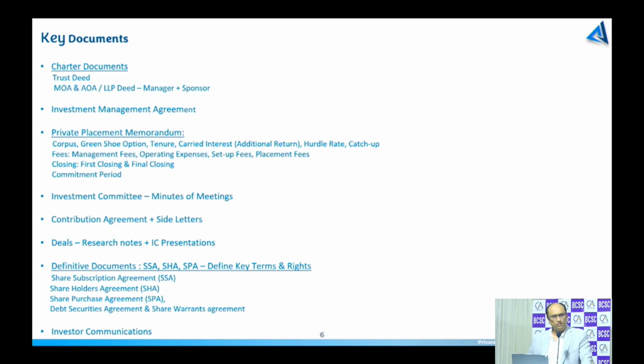Contribution agreements with your investors define your commercial terms, your obligations, the rights and obligations of the investors, and what information rights they have. Everything is defined in the contribution agreement. Side letters capture any special arrangement that you make with these investors.